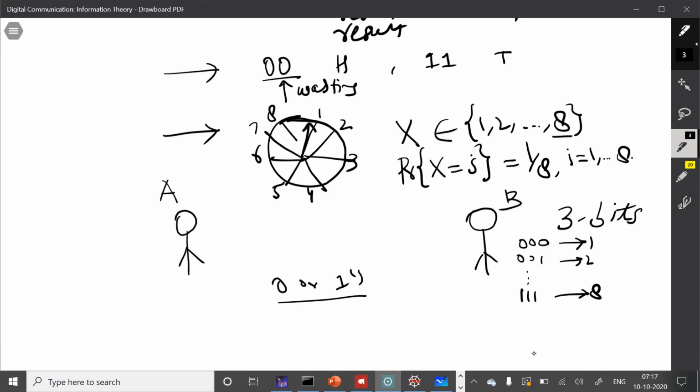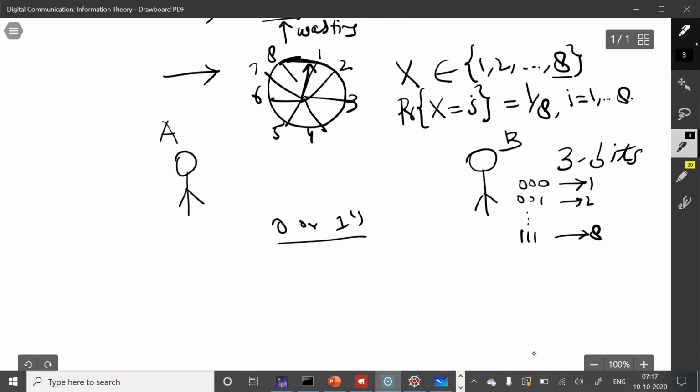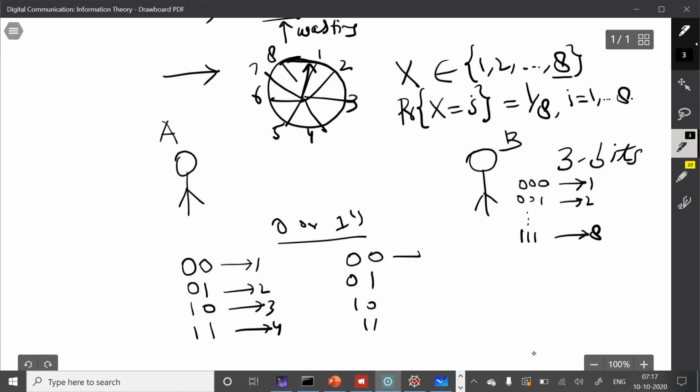Now if you use less than 3 bits on average, suppose you use only 2 bits, what will happen? So you can have 00, 01, 10, 11. So this will be mapped to 1, this to 2, this to 3, this to 4. After that you have to repeat 00, 01, 10, 11. So this will be mapped to 5, 6, 7, 8. So there will definitely be an error at the receiver.